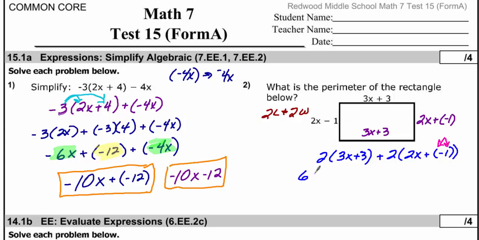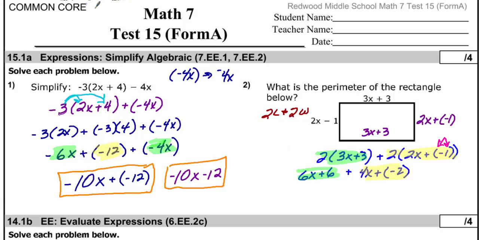2 times 3x is 6x. 2 times 3 is 6. Let me just show you. So this all gave me that, plus 2 times 2x is 4x, plus 2 times negative 1 is negative 2. So this, all of this, simplified to that.